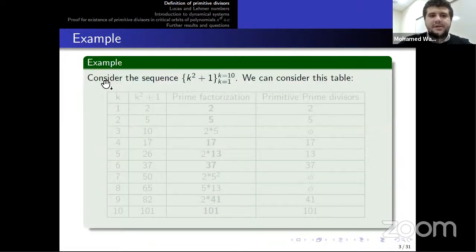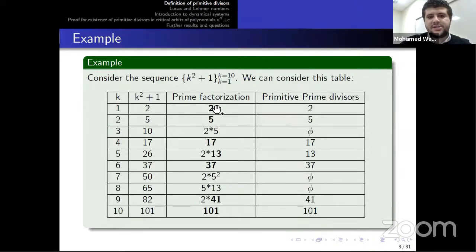A quick, easy example for that: I take the sequence k squared plus 1, where k is from 1 to 10. The first element is just 2. So 2 divides this element and does not divide anything before, so it's a primitive divisor. Element number 2 is 5. 5 does not divide anything before, so that is a primitive divisor. For element 3, that is 2 times 5. Both of them appear before, so there is no primitive divisor, and so on.